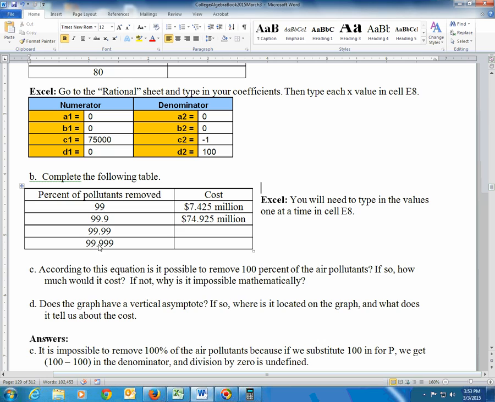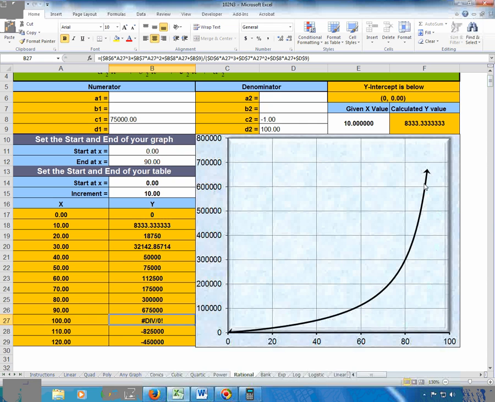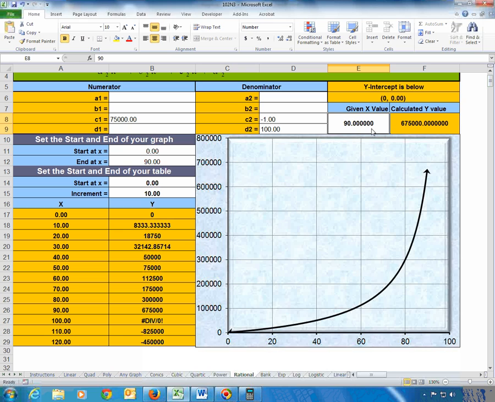So anyway, I can complete the table, and it's all getting to the question about the vertical asymptote. You can put in values that get closer and closer to 100, and you can see that it gets larger and larger. You can see it on the graph here too. Like here, put in 90. Look at the cost, 675,000. How about 95? It's 1,425,000. How about 99% of the pollutants cleaned up? It's $7 million. You can even do 99.9 and get $74 million to clean it up. But 100% just can't do it.